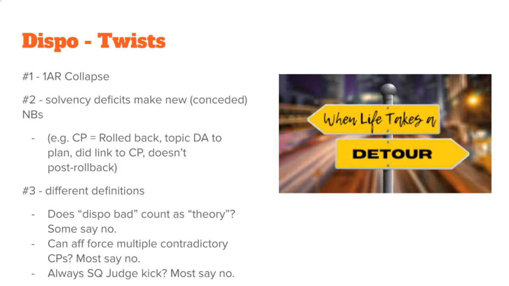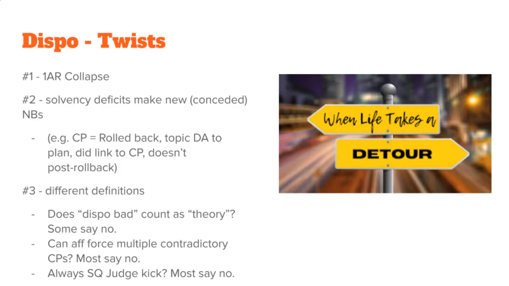Because now a new net benefit has materialized. And so that's something always to be wary of if you're an AF going down the solvency route: how do the various topic DAs link? Do they link purely to the counterplan, or do they require solvency to get a link, and then you're going to be in trouble?